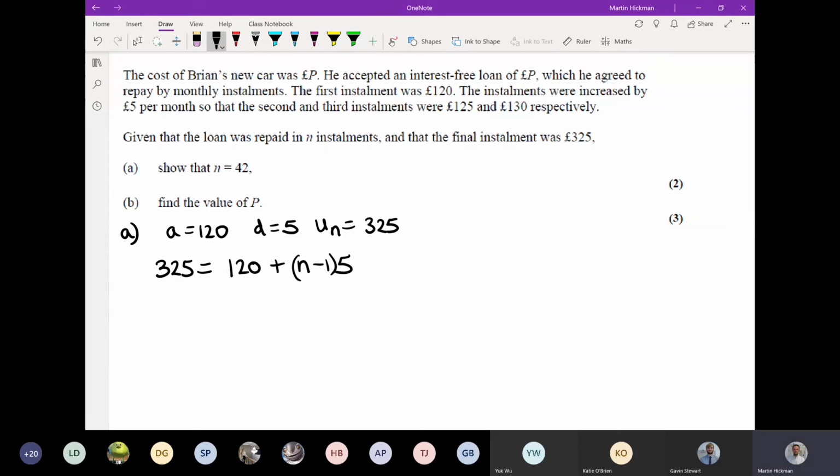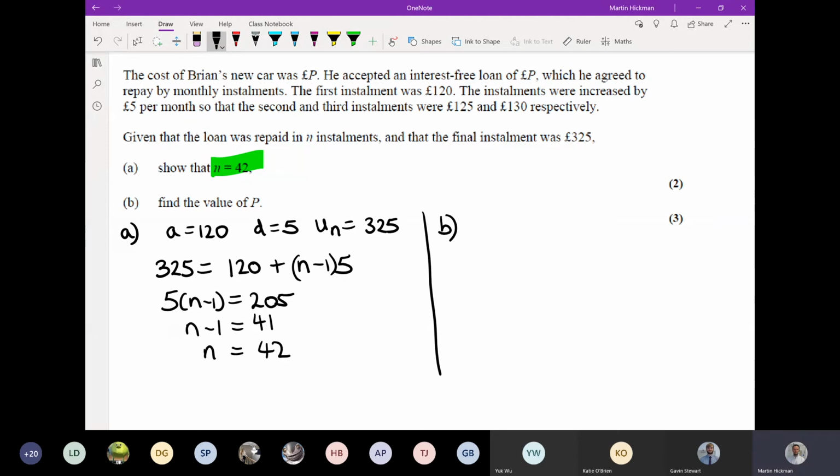And with a little bit of rearranging, we get the following. I'll probably just show a few more steps than normal, just because it is a show that question. Remember, with a show that question, we want to end up with this statement. Okay, we want to have our final line as n equals 42. Don't start with that and then work it backwards. With a show that question, you don't try and act like you don't know the answer, and then that's what you should end up with by the end.